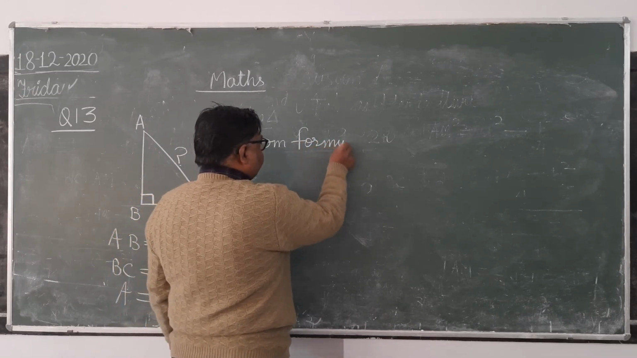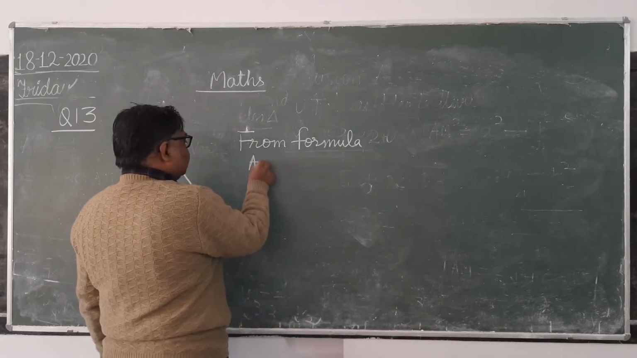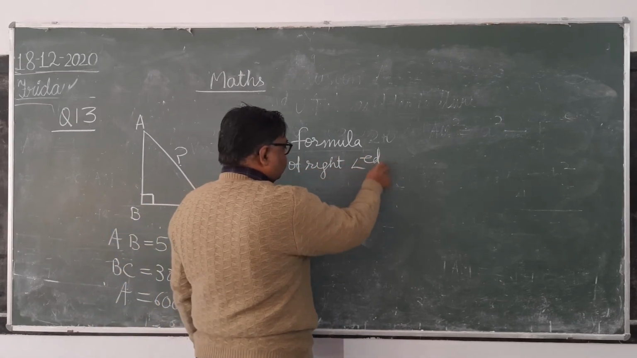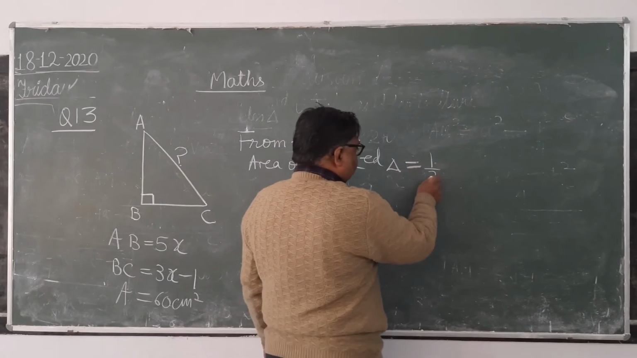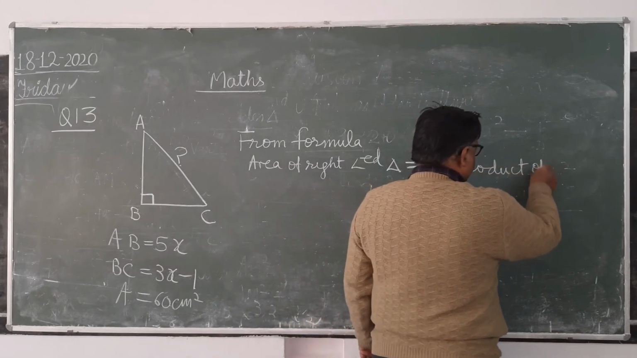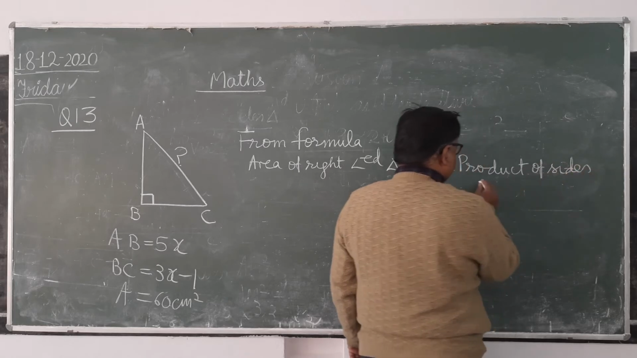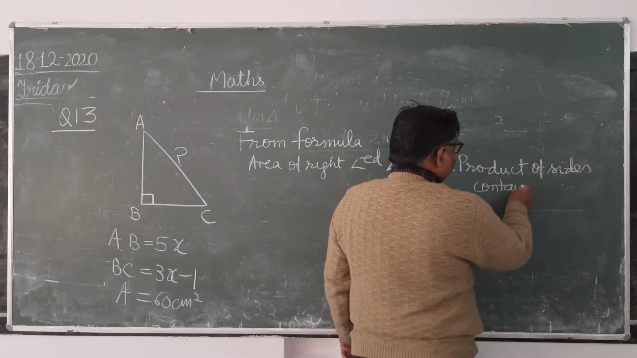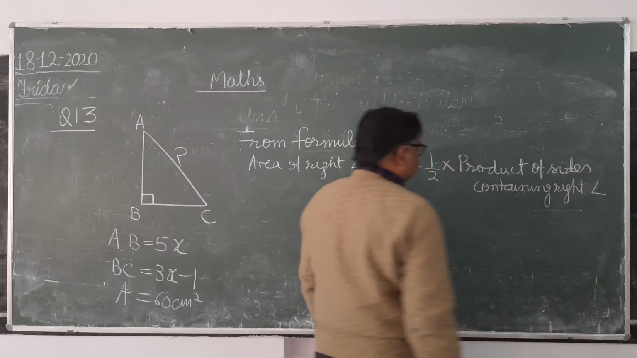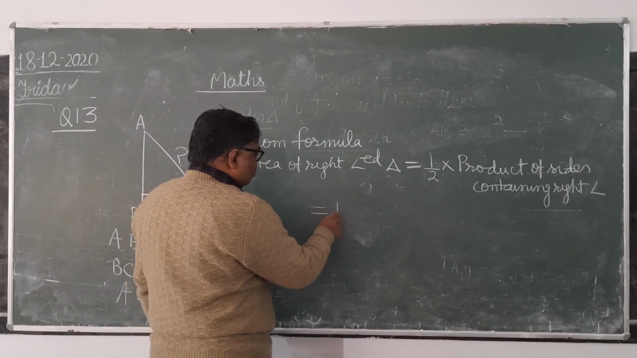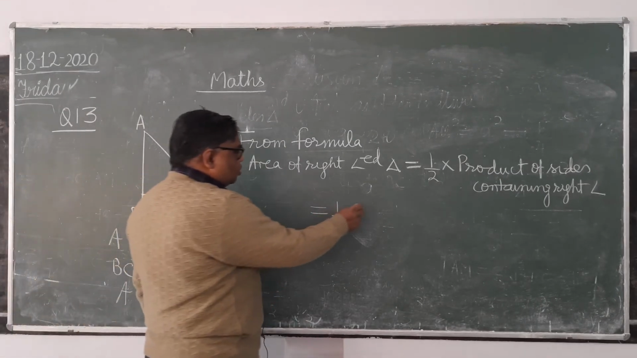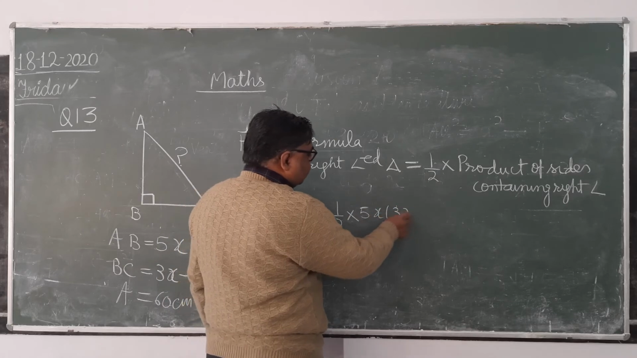So from formula, area of right angle triangle is equal to 1 upon 2 product of sides containing right angle. So see here, 1 upon 2, what are the two sides which are containing right angle? This and this. So it will be equal to 1 upon 2, 5x into 3x minus 1.